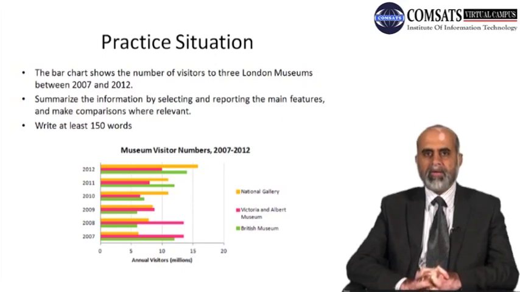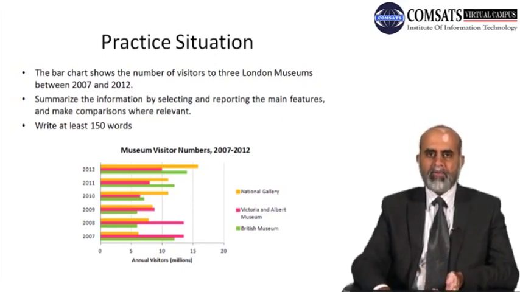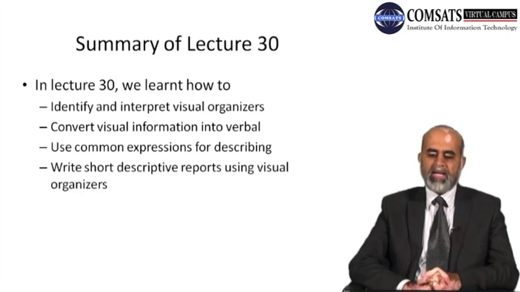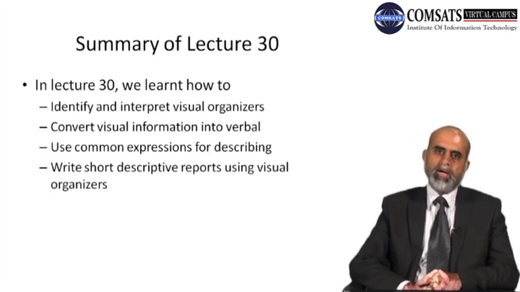And with this, we come to the end of this lecture. Now we have a quick look at the summary of lecture 30. In lecture number 30, we learned how to identify and interpret visual organizers. We learned how to convert visual information into verbal information, both orally or in written form. We also learned some common vocabulary items, some phrases in order to describe various trends. And finally, you looked at 2 models for describing such visual organizers, and you are given a task to write such a report yourself. Hope lecture 30 has been really informative and useful.